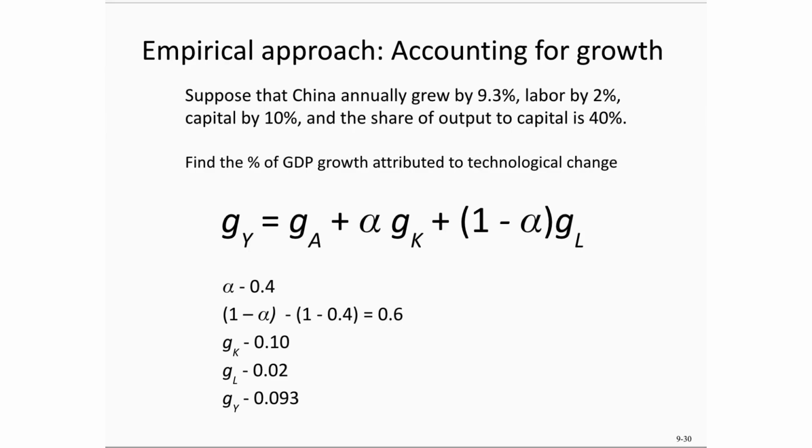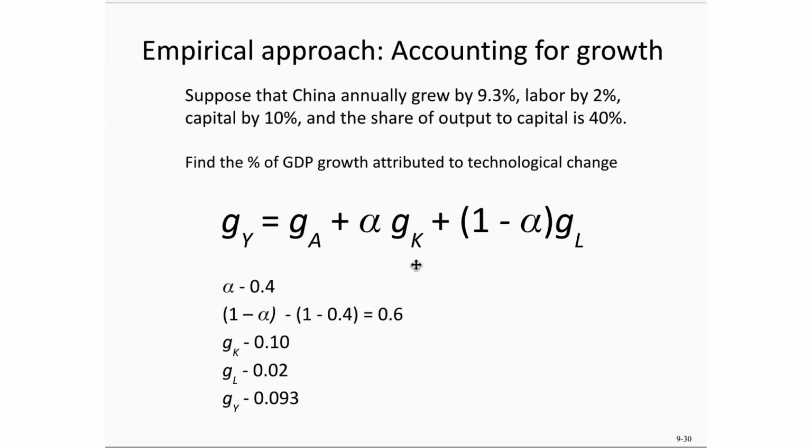So now we're going to use this to solve our problem. We're given the problem, suppose that China annually grew by 9.3%, labor by 2%, capital by 10%, and the share of output to capital is 40%. Find the percentage of GDP growth attributed to technological change.